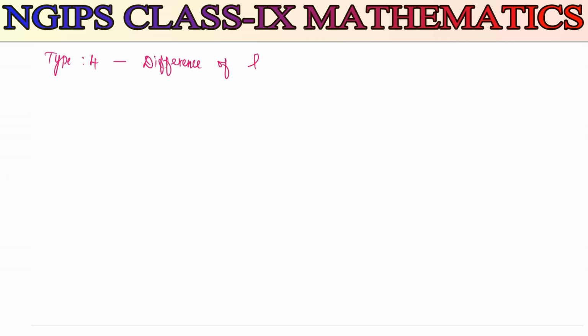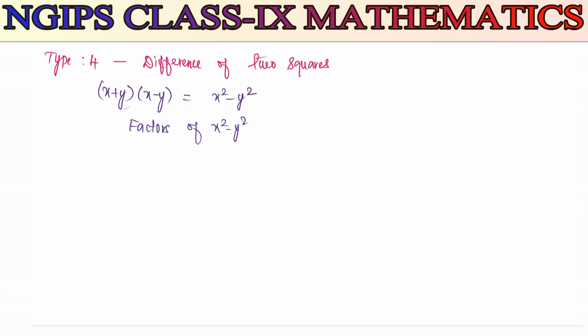Difference of two squares. Since the product of x plus y into x minus y is equal to x square minus y square, the factors of x square minus y square are x plus y into x minus y. We know very well the difference of two squares.